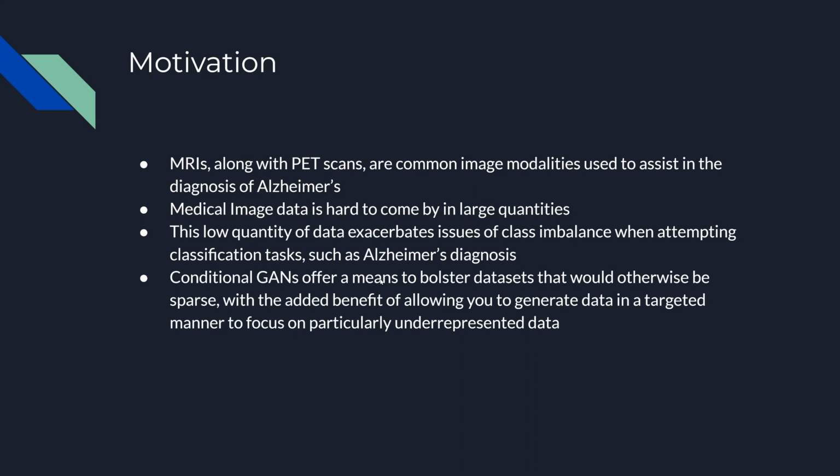The problem statement is that I want to use conditional generative adversarial networks to targetedly synthesize images of varying degrees of cognitive impairment, from healthy to Alzheimer's, to help shore up class imbalances and improve classification accuracies.